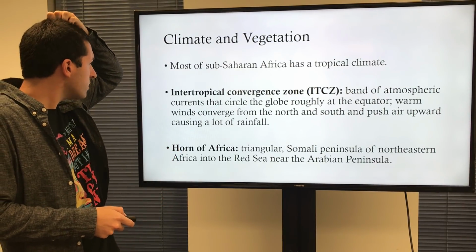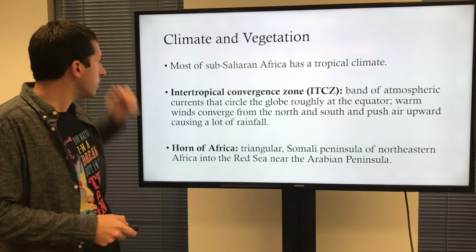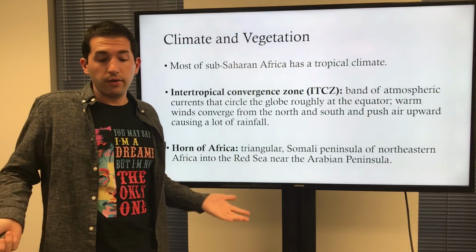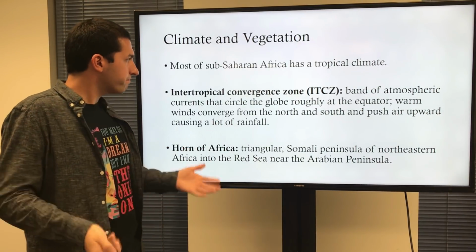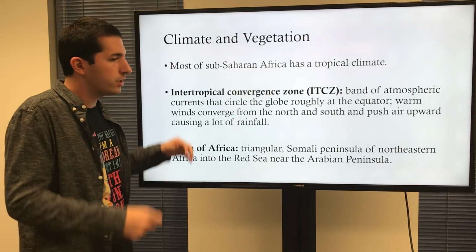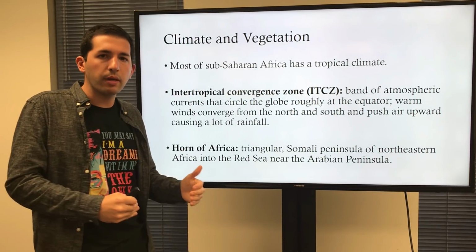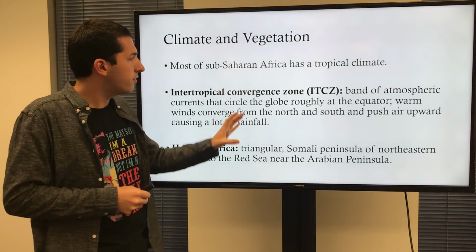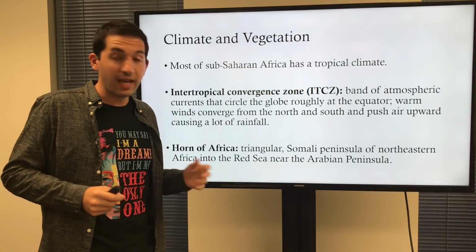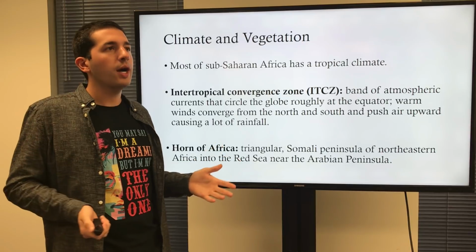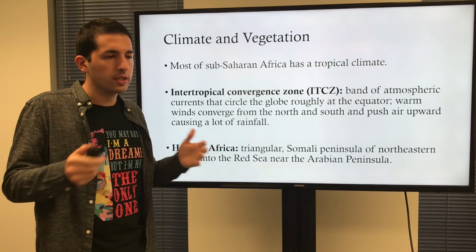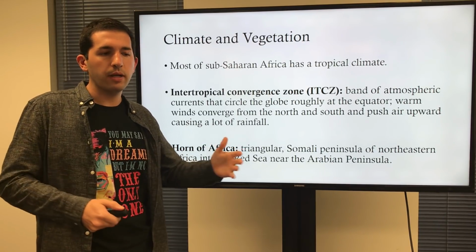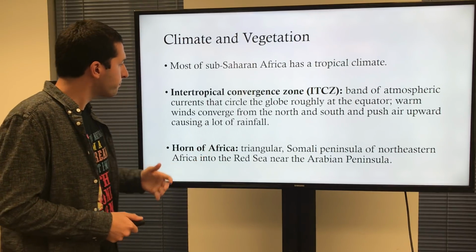Ooh, a lot of text on this one. Climate and vegetation. Most of Sub-Saharan Africa has a tropical climate. Okay, check, we got that. We know that there's still tropical climate, got a lot of desert, but still tropical climate. The Intertropical Convergence Zone, ITCZ, sound familiar? It should. We talked about it in South America. When we talked about middle and South America, middle central South America region.